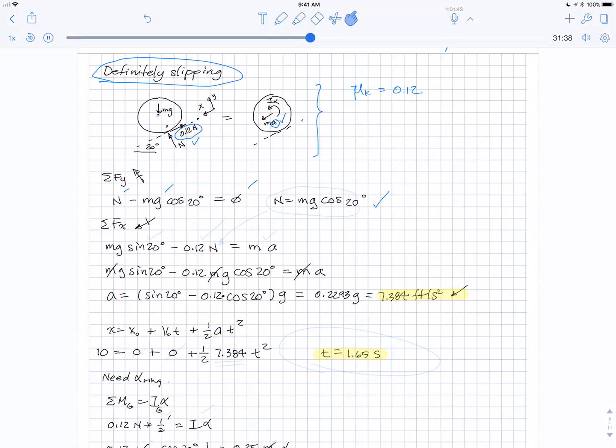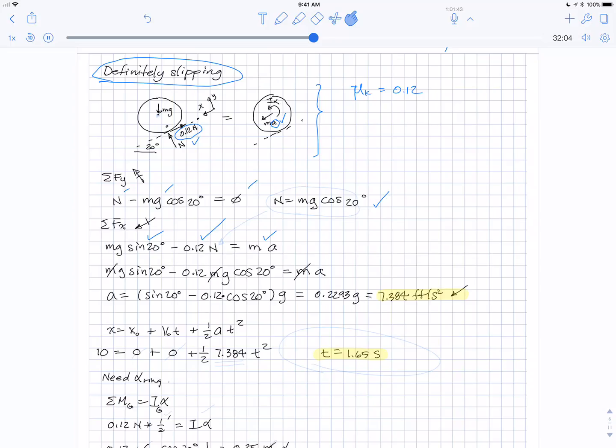Now we're going to do x going downhill. It's definitely rolling downhill. So mg sine 20 degrees, that's the same. So this is what's different. It used to be minus the friction force, but we know now that the friction force is mu times N, 0.12 times N, because it's sliding, and it's ma going down the hill. Now, A is not R times alpha anymore because it's slipping.